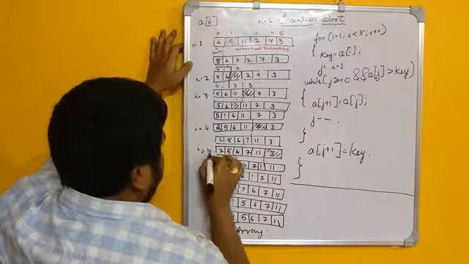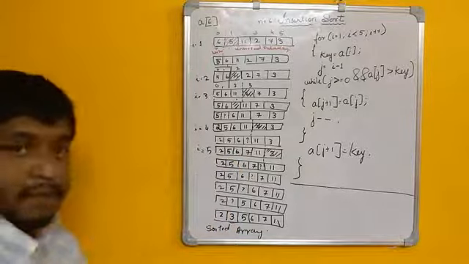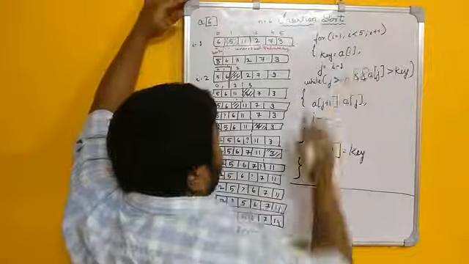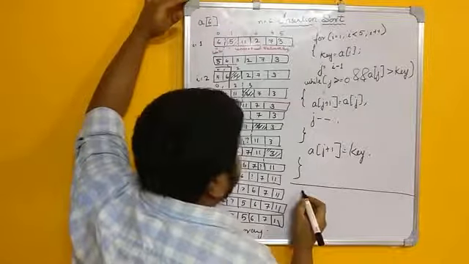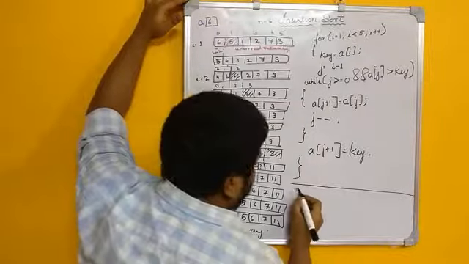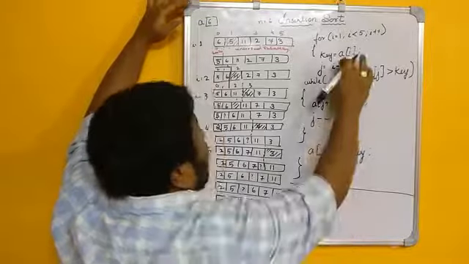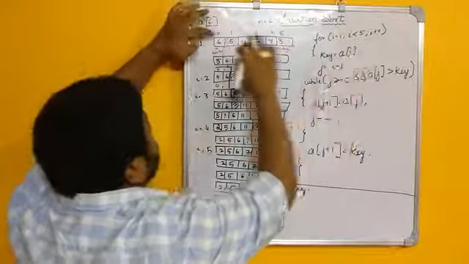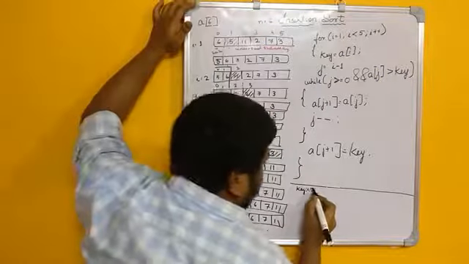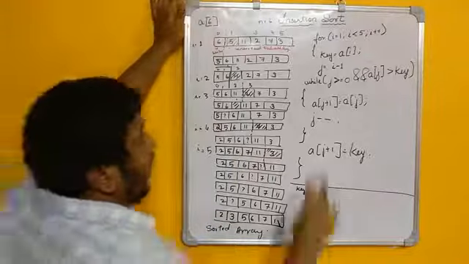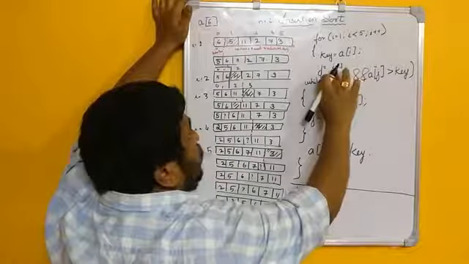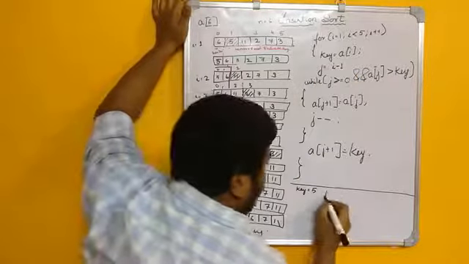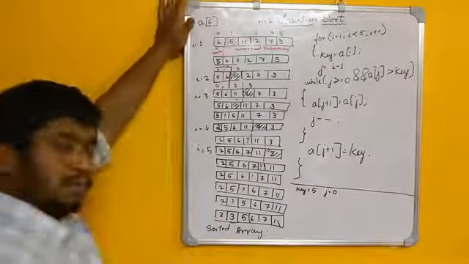Here i is equal to 5. Let us see how it works. Now when i is equal to 1, key is equal to A of i. A of 1 is 5, so now our key is 5. And j is equal to i minus 1. So i is equal to 1, j is equal to 1 minus 1, which is 0. So our j is equal to 0.